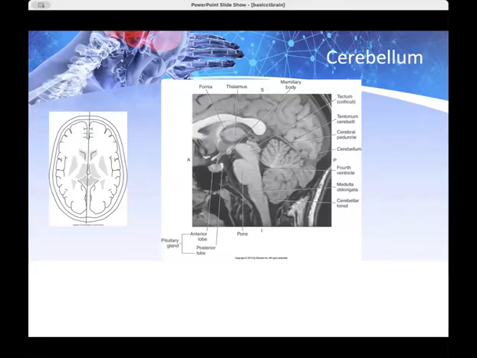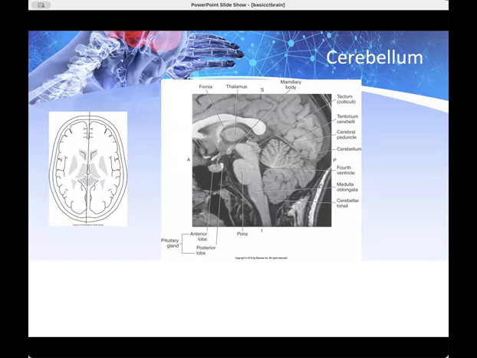The cerebellum. Here we have a sagittal T1 weighted MRI of the cerebellum. The cerebellum, which is referred to as the little brain, attaches posteriorly to the brainstem and occupies the posterior cranial fossa. The cerebellum is the coordination center for motor functions.